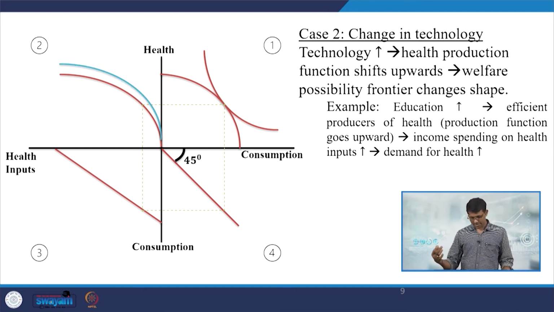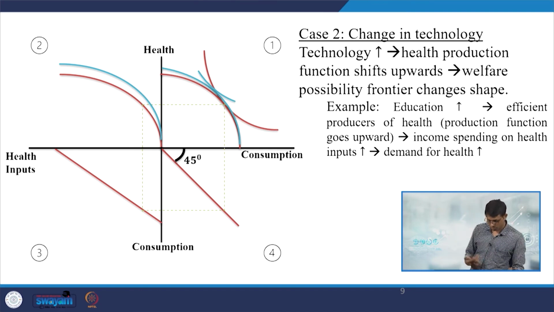And yes, since it is positively changed, it has implications as well. The health production function shifts upward. This will change the welfare possibility frontier, and hence its shape will also be different, and we have higher possibilities, and our welfare is expected to be higher.